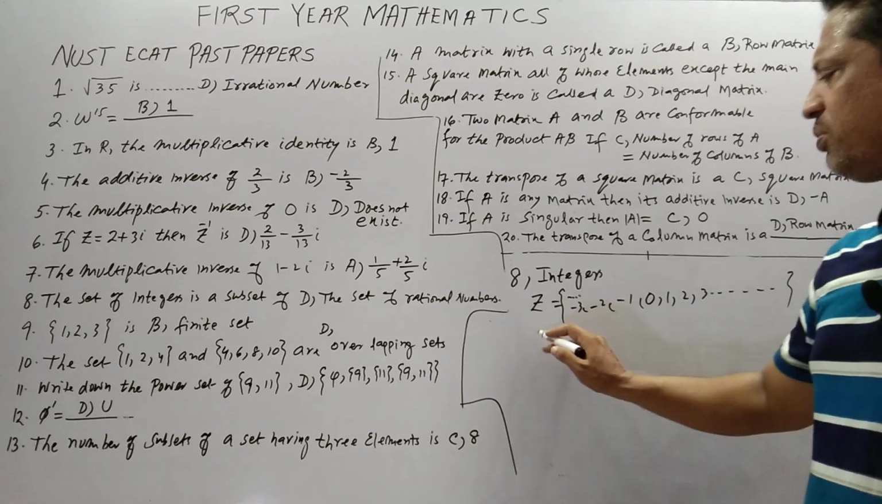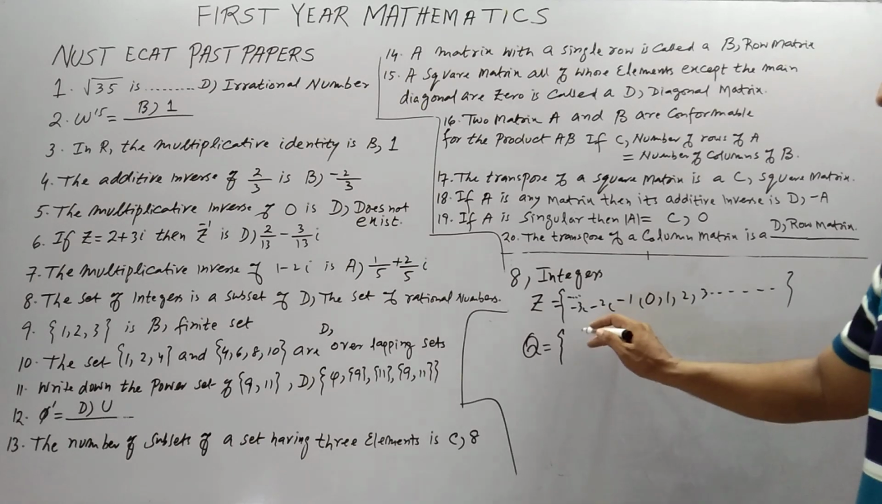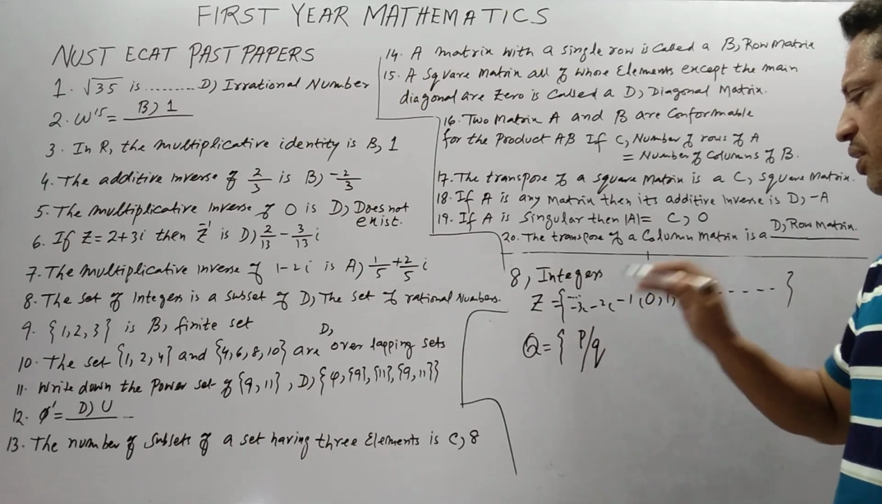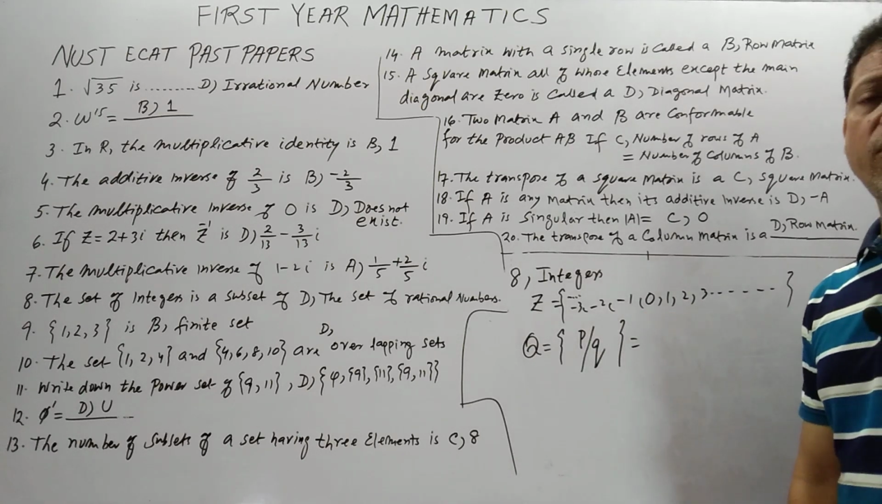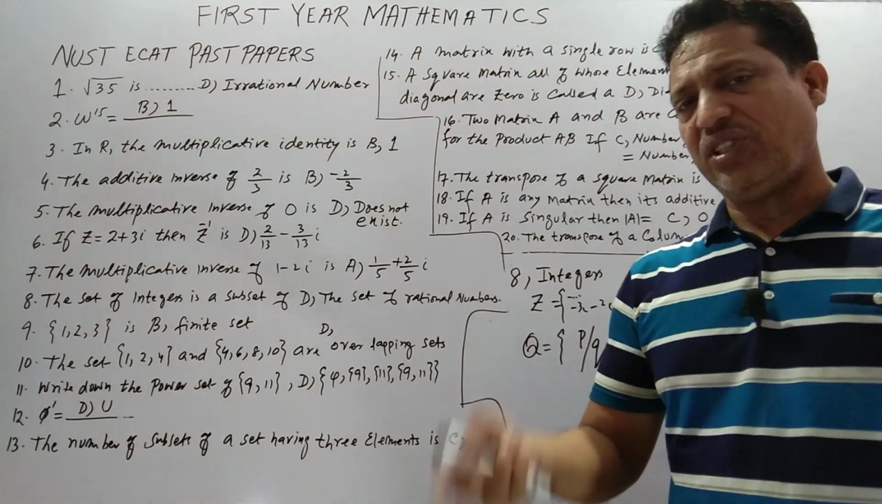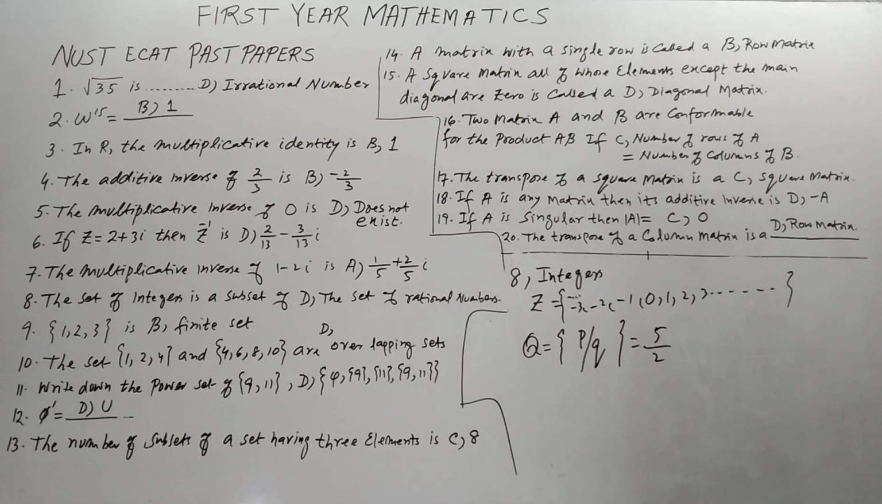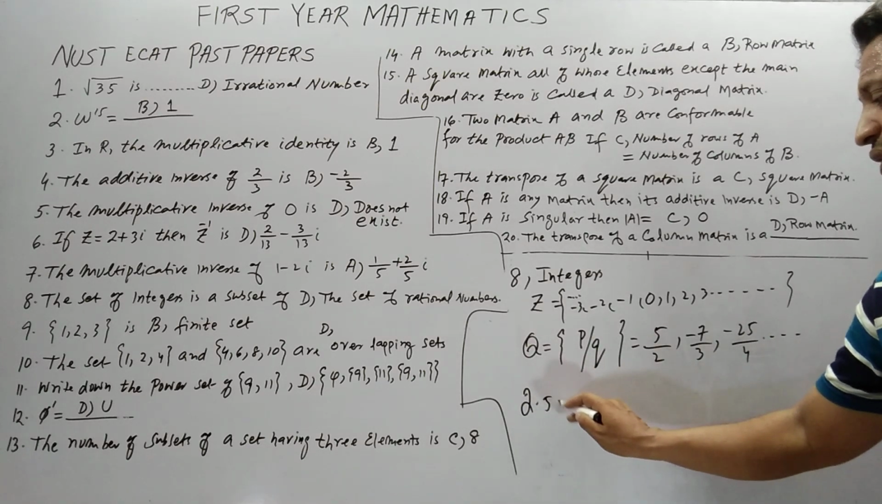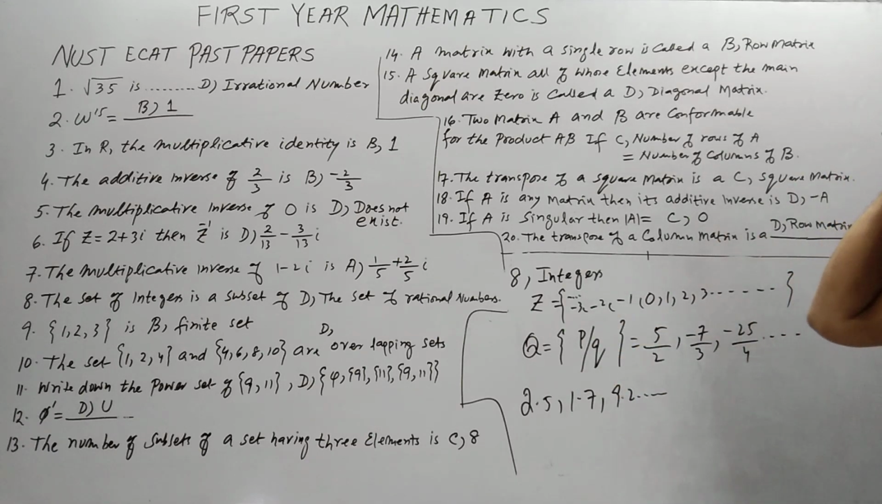Now come to the definition of rational numbers. Rational numbers are always written in p upon q form. What is p upon q form? P upon q form means always expressed in fraction form or in decimal form. For example, 5 upon 2. For example, minus 7 upon 3. For example, minus 5 upon 4 and so on. For example, 2.5. For example, 1.7, 9.2. These are all rational numbers.